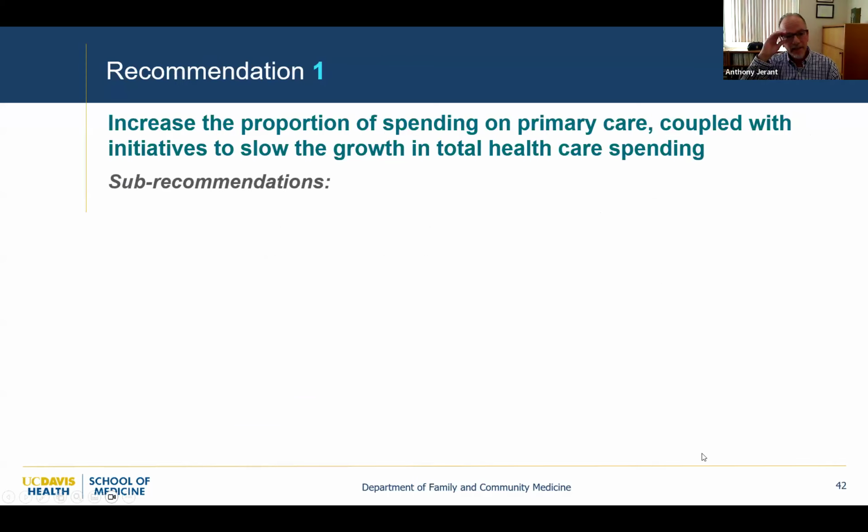So recommendation 1 was to increase the proportion of spending on primary care, coupled with initiatives to slow the growth in total healthcare spending. That follows very closely from the OCA recommendations, which the expert committee felt made a lot of sense as a whole.